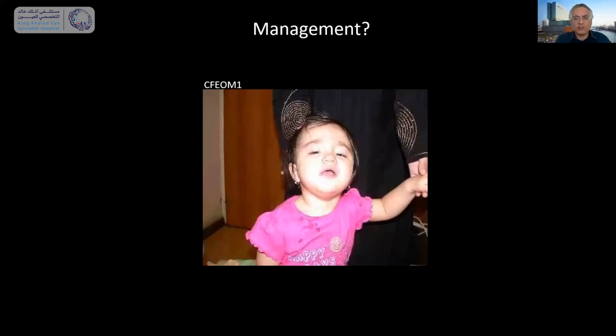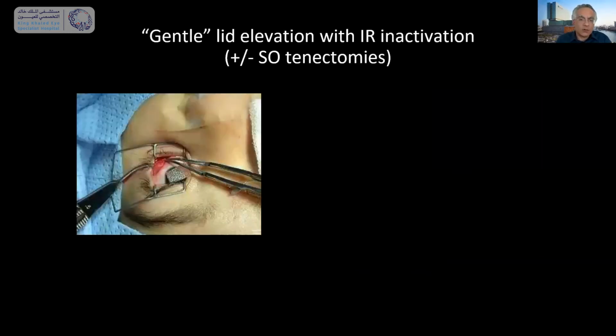So every child who has congenital ptosis has to be carefully looked at to make sure they don't have elevation deficiency, and specifically CFEOM1. For me personally, I've become more aggressive with time because I've seen so many undercorrections. I would attach the inferior rectus to the orbital rim, and even do superior oblique tenectomy at the same time. And with an oculoplastic colleague, consider doing guarded lid elevation. So for this patient, we did inferior rectus inactivation, that is suturing it to the orbital rim.